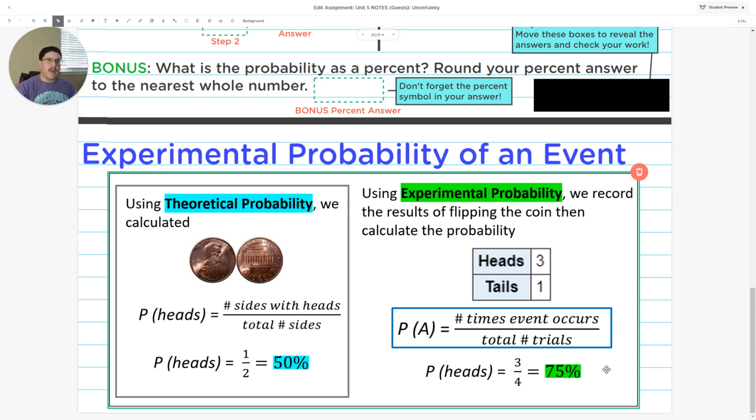Theoretically, we should have 50% probability, or 1/2. But in the experiment, we did the experiment 4 times, and we found out that 3 out of the 4 tries were heads, meaning 75% of the time the experiment turned out to be heads versus 50% of the time, theoretically. So that's the difference between theoretical and experimental.